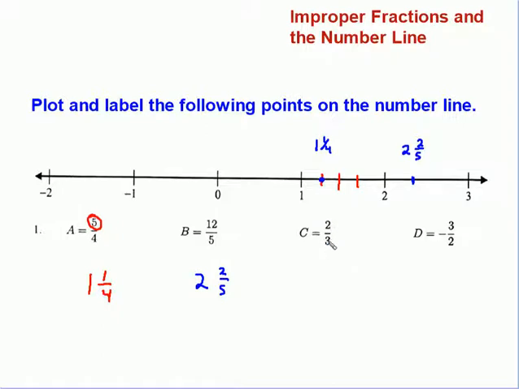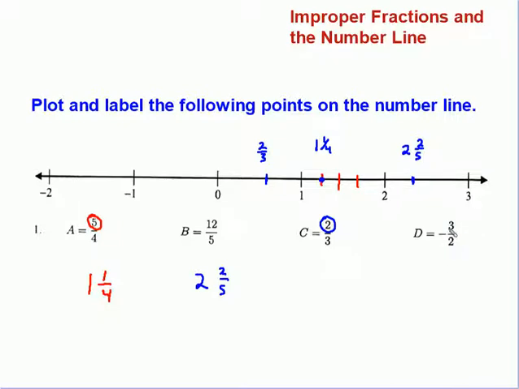2/3. We'll take a look at 2/3 here. Well, is that going to be bigger or smaller than 1? Because the number on top is smaller, we're going to be less than 1. So 2/3 would be 2/3 of the way to the number 1. So 2/3.